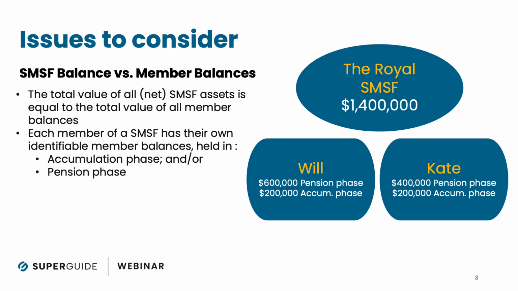Just as an example, if you look here, you've got the Royal SMSF with total net assets of $1.4 million. There's two members of the fund, Will and Kate. Will has a $600,000 pension phase balance and a $200,000 accumulation phase balance. Kate, the other member of the fund, has $400,000 in pension phase and $200,000 in accumulation phase. So if you add those up, it comes to the $1.4 million. So the total net assets of the fund equal the total member balances.